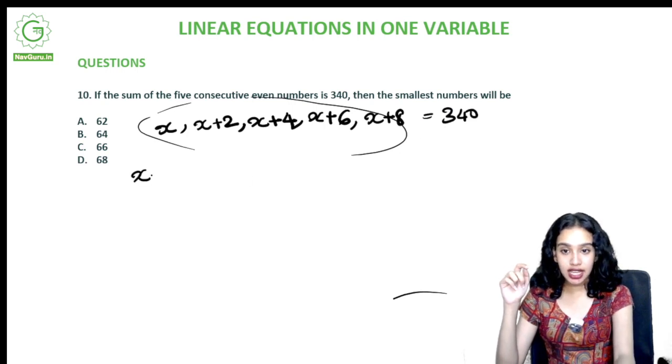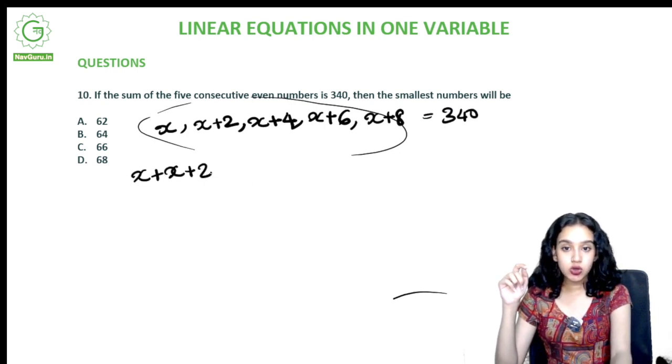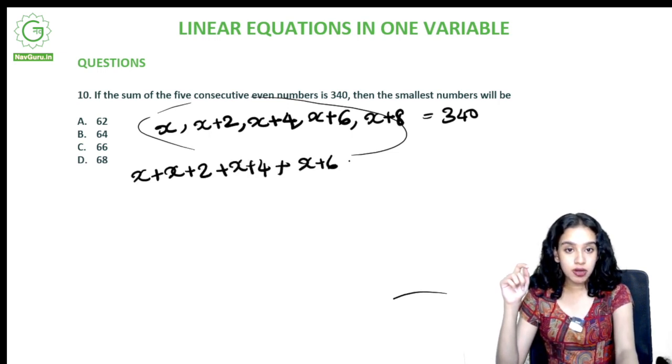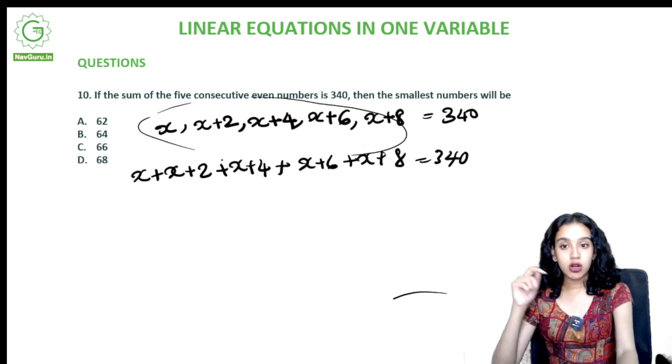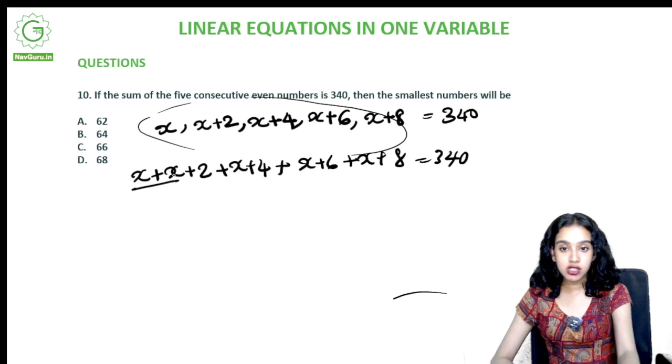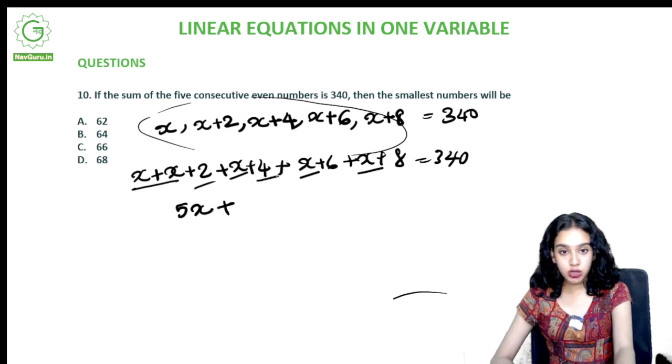That is, I'm saying x plus x plus 2 plus x plus 4 plus x plus 6 plus x plus 8 is equal to 340. Now, how many x's do we have? x plus x is 2x, 3x, 4x and 5x. So 5x plus, what is 2 plus 4? 2 plus 4 is 6. So we have 4 plus 6, 10, 8 plus 2, 10. So 10 and 10 is 20. So 5x plus 20 is equal to 340.